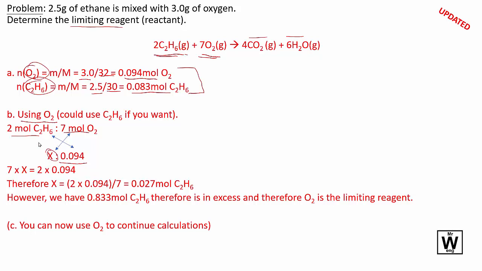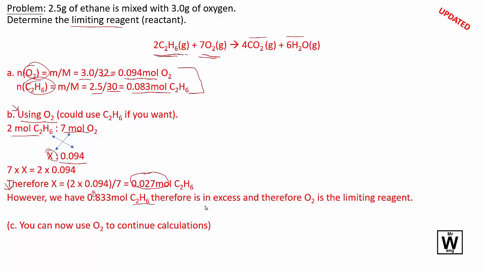So 7x equals 2 times 0.094. And go double check the ratio conversion PowerPoint if that's not familiar to you. And so, rearranging that, x equals 0.027 moles of ethane. So make sure you write down these particular sentences. So tell me that you're starting with this one here, and then tell me your logic over here. Okay, so however, we have 0.083 moles of ethane.